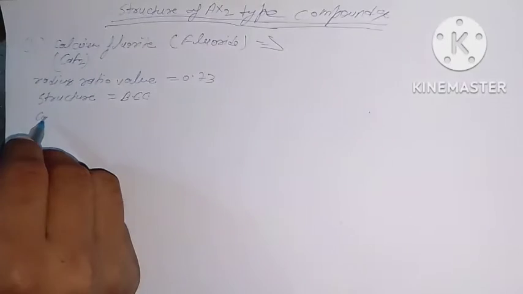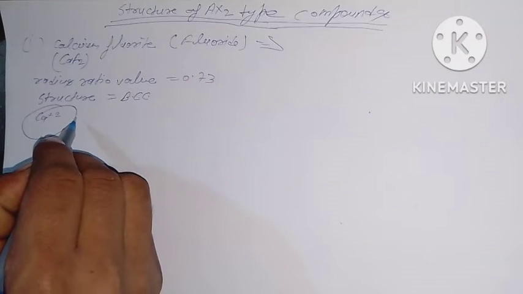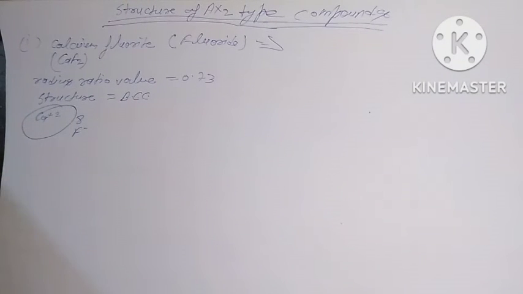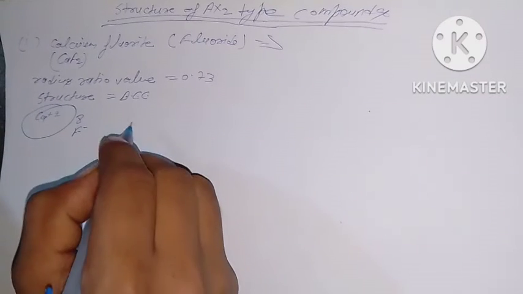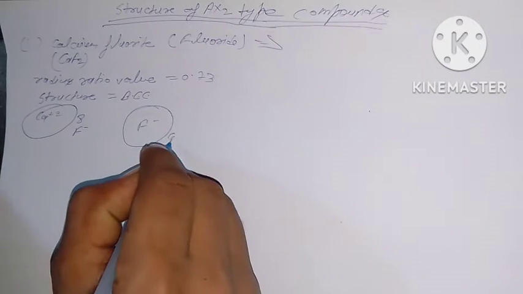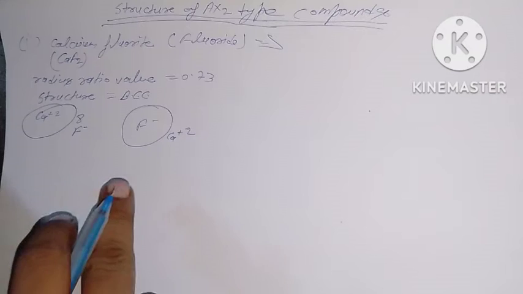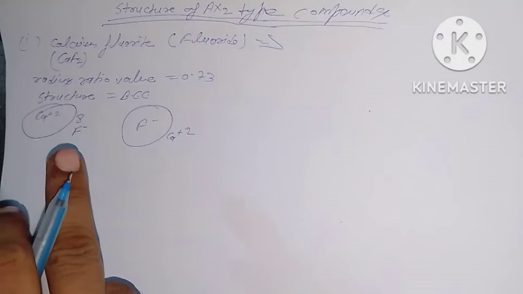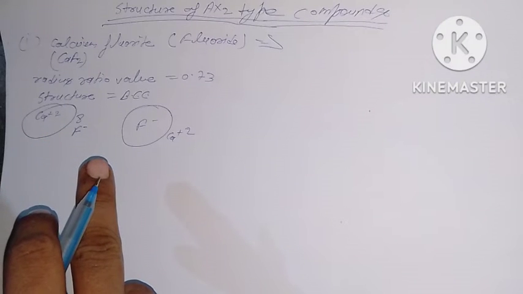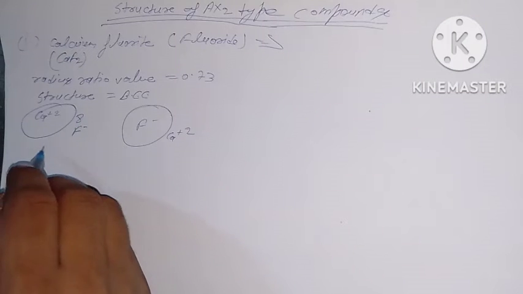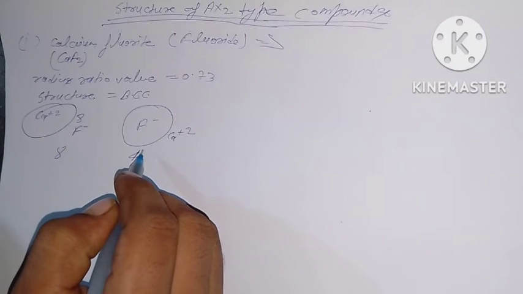The calcium ion is surrounded by 8 fluorine ions, as fluorine ions are double the calcium positive ions. The coordination number of both ions is different. 4 calcium positive ions are tetrahedrally arranged around each fluorine ion. Thus the coordination numbers are 8 and 4.